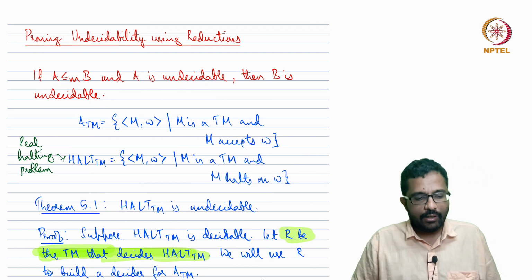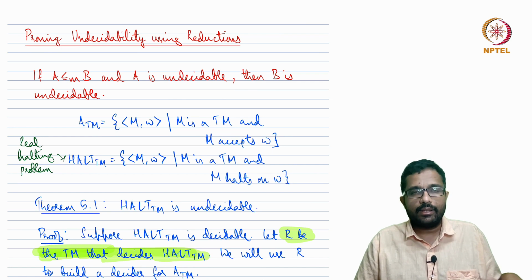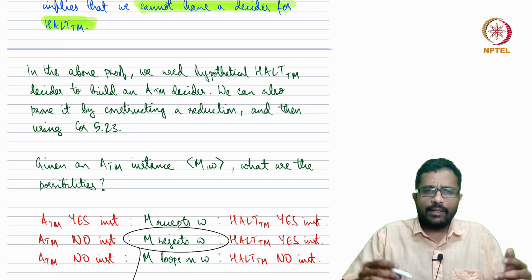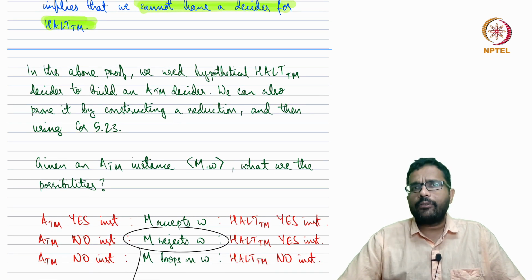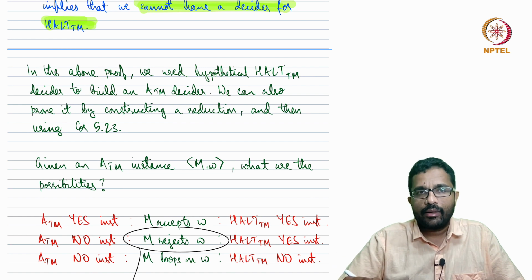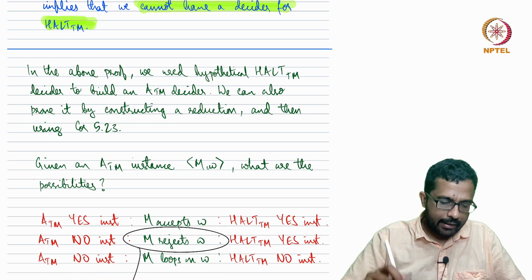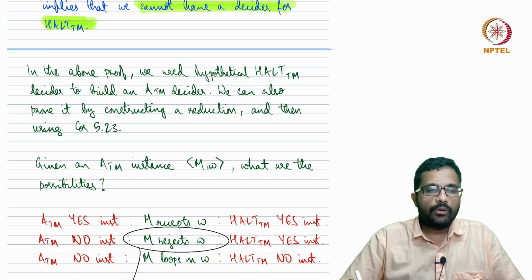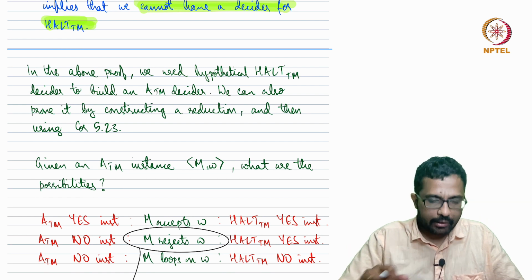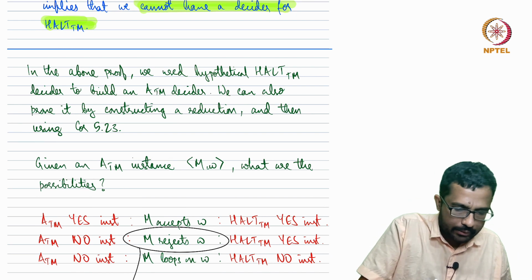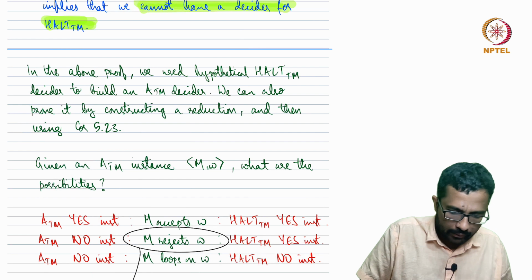So what we will do is we will reduce ATM to HALT-TM. Since we know that ATM is undecidable, this implies HALT-TM is undecidable. The idea of this reduction, I have already said in this lecture as well as one of the previous lectures. We need to reduce ATM to HALT-TM. So for ATM, the instance is M, W.